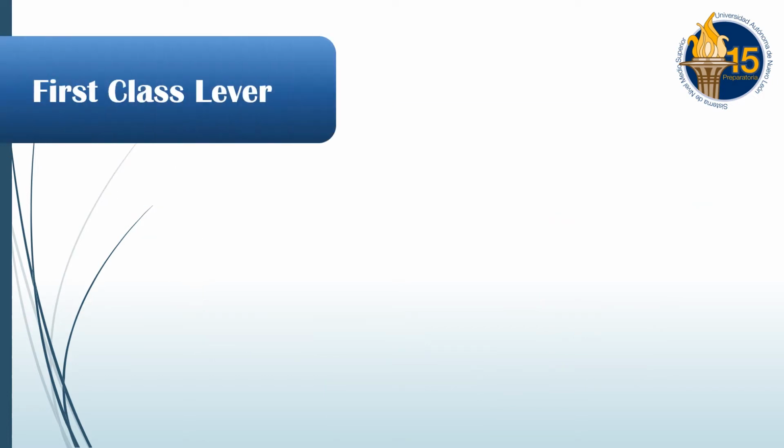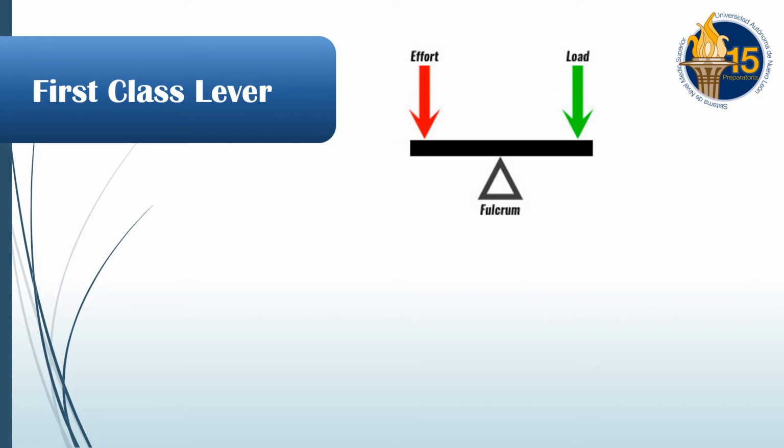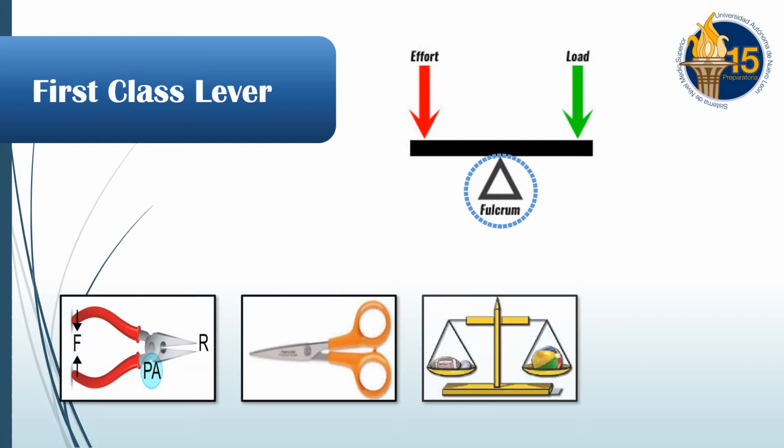First class lever. In this type of lever, the fulcrum is located between the effort force and the load force. This lever is the most common and the simplest. These are some examples of first-class levers.